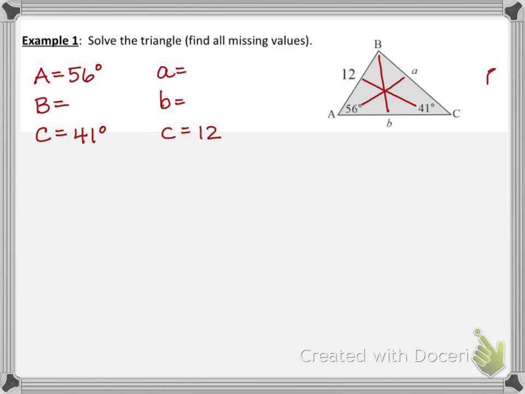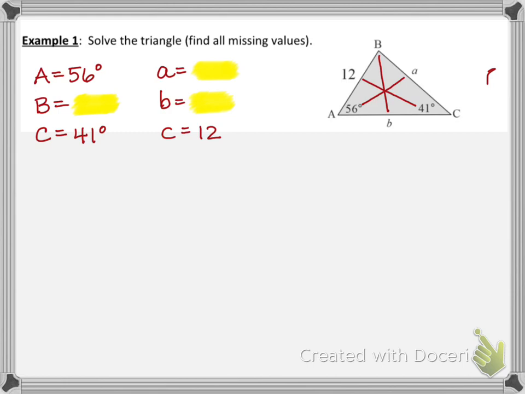so that is lowercase c. So at this point in time, we are looking for lowercase a, lowercase b, and uppercase B, an angle. So if you have a highlighter, go ahead and highlight those values that you are looking for, okay? Now, what I want you to notice too is that when you are given information, look to see if you have a matching corresponding pair where they're both being given right off the bat.